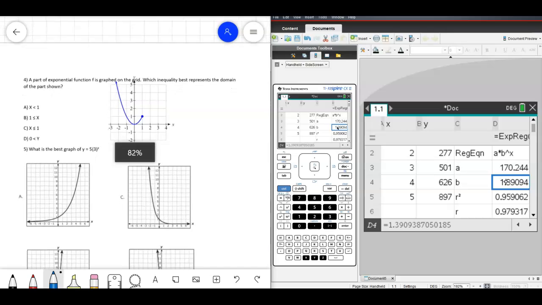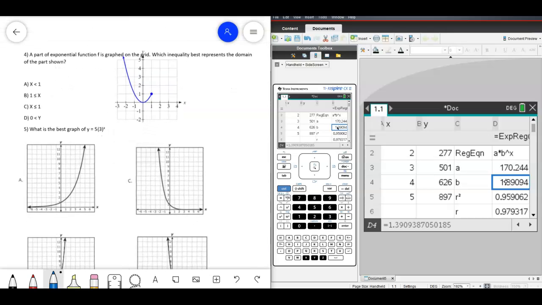Number 4, part of an exponential function is graphed on the grid, which inequality best represents the domain? Domain is X from left to right. Do you see how to the left it's going forever and ever? That's negative infinity, right? To the right, it stops at 1. So you could say that x is less than 1, and since it's shaded in, it's underlined. Or flip it around, 1 is greater than x.